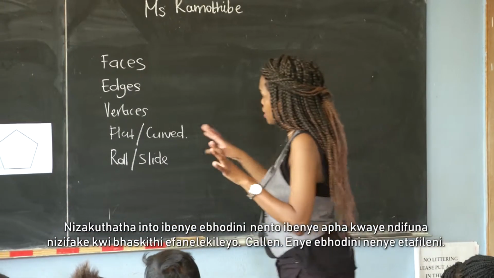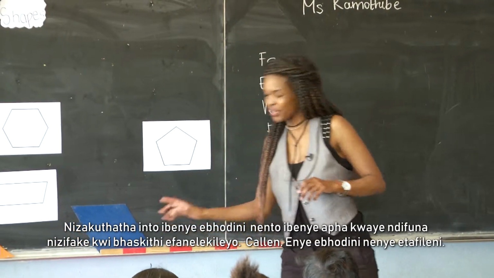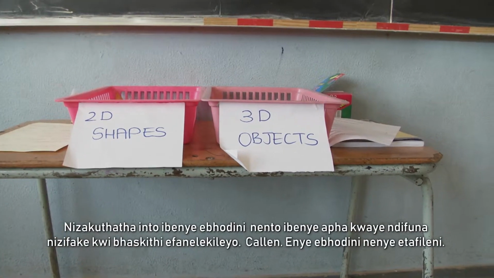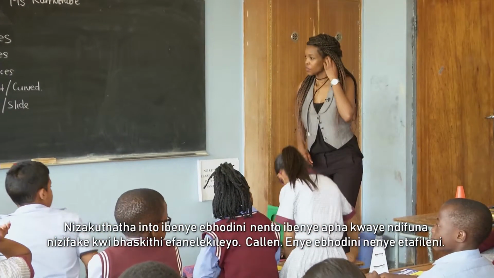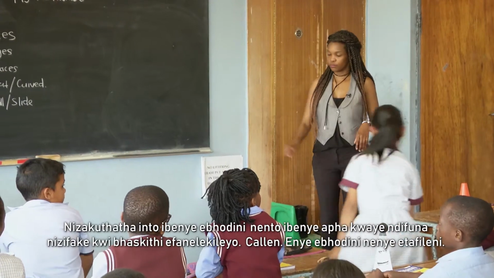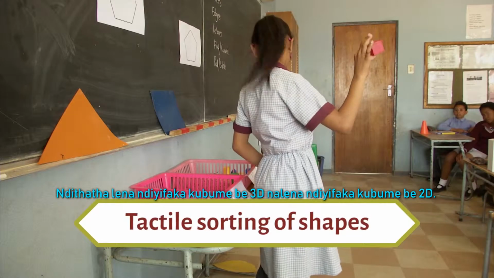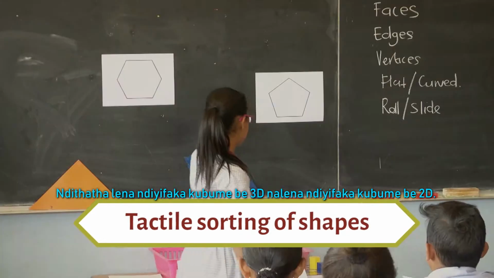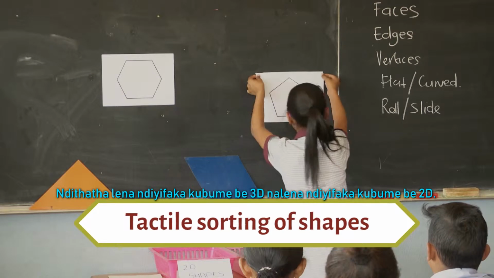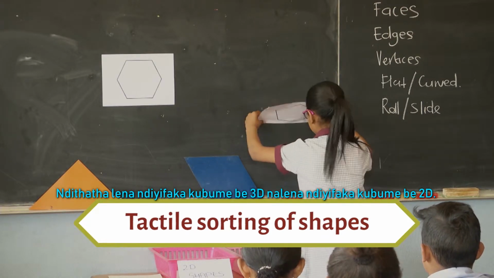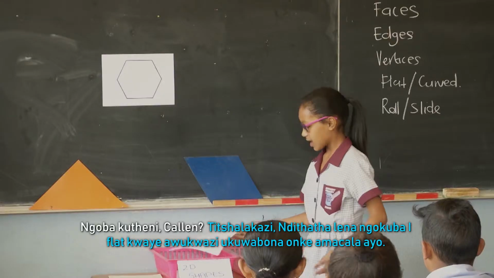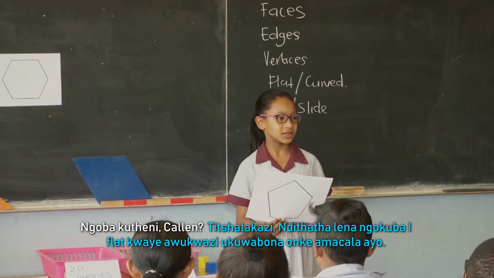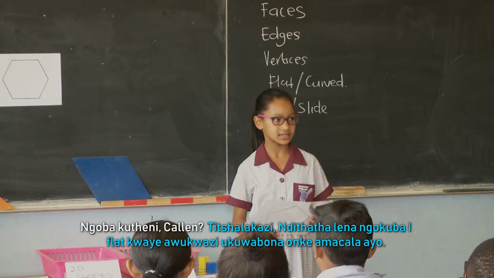You're gonna take one thing from the board and one thing from here, and I want you to put it in the correct basket. Callan? One from the board and one from the table. I'm taking this one for the 3D objects, and I'm taking this one for the 3D shapes. Why, Callan? Ma'am, I'm taking this one because it's flat and you can't see all the sides.